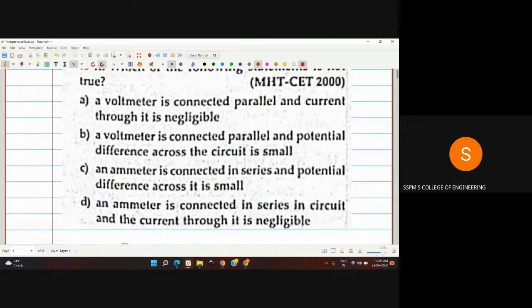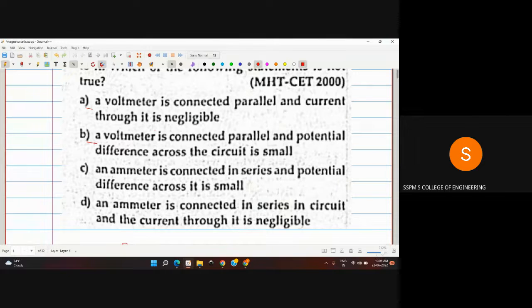The first option is: a voltmeter is connected in parallel and current through it is negligible. So you know that the voltage can be measured across the resistor and the voltmeter is connected in parallel. So the first statement is true. The statement A is true. The second statement is: voltmeter is connected in parallel. So this is also true.